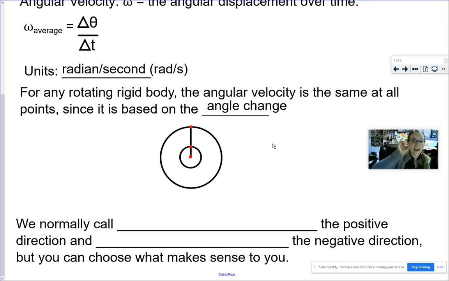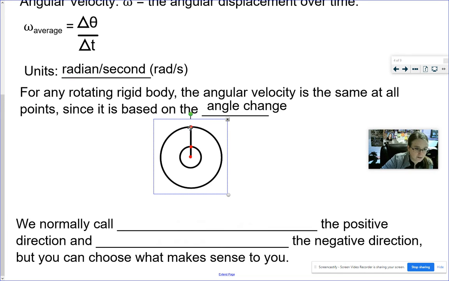So when we're talking about angular velocity, it's actually the same for all points. What we said earlier on the wind turbine, whatever that thing's called, it feels faster to you if you latched on to the end of the blade versus right close to the center. It's going to feel faster. But angular velocity is based on the angle change, and it's the same angle change no matter what point you're at.